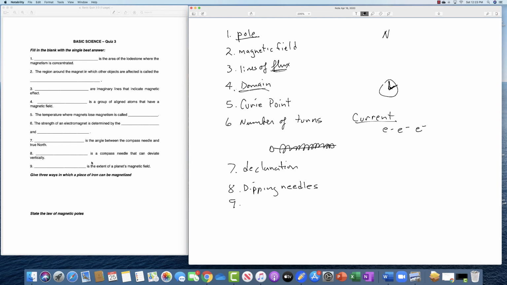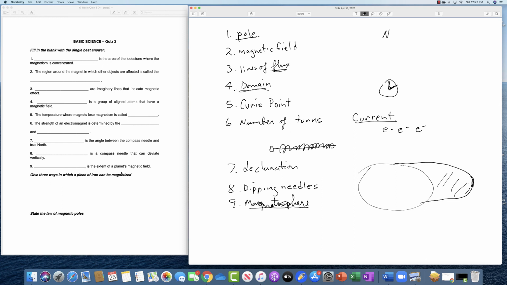This last one talks about the extent of the magnetic field. This is called the magnetosphere. And again, I'm not going to swear by the spelling here, but that is the total extent of the magnetic field of a planet or body. So if you have the Earth, for example, like this, the magnetic field extends out a certain amount. And this border, where this extends to, is called the magnetosphere.